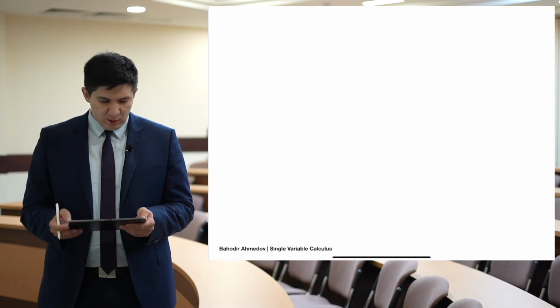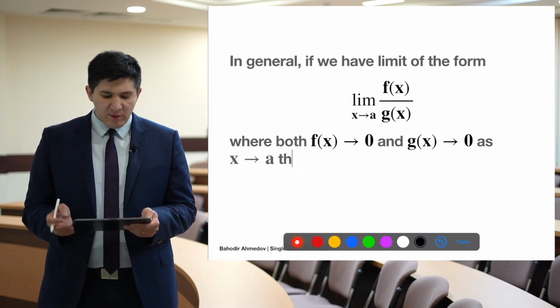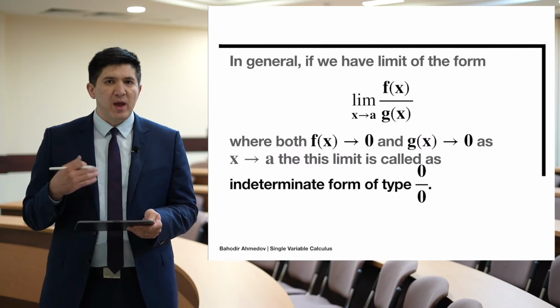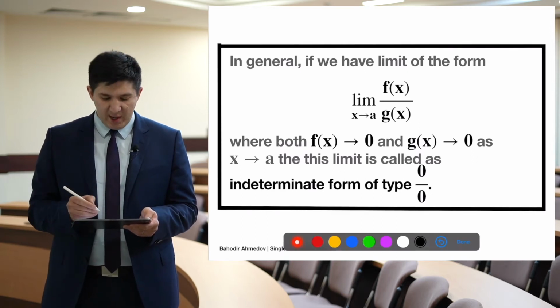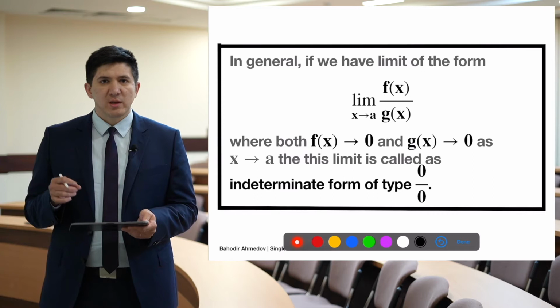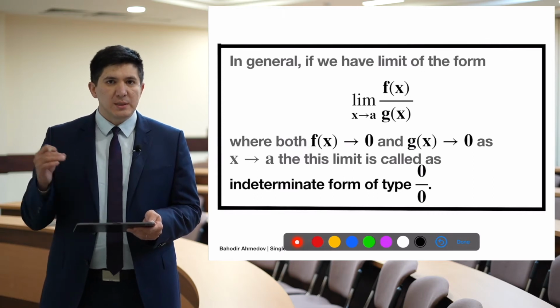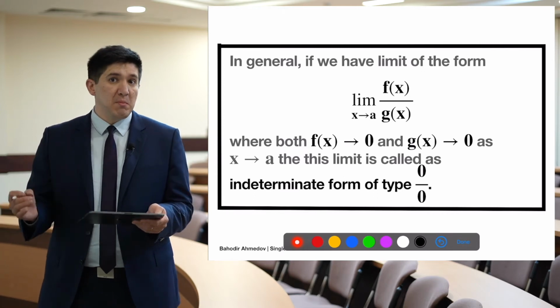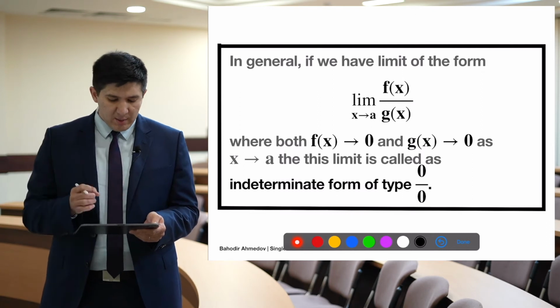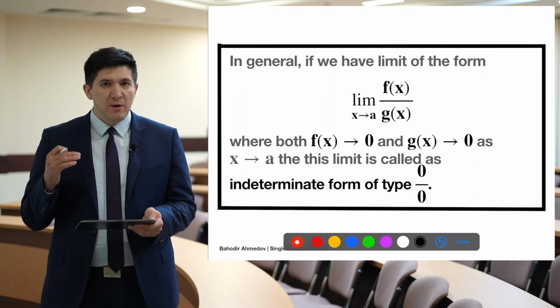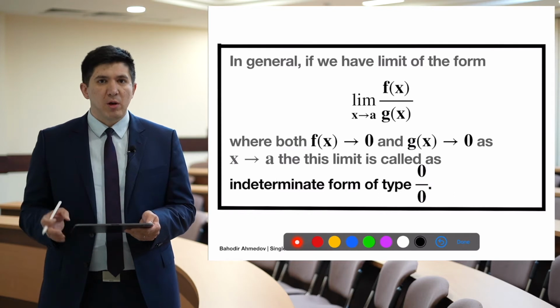So we are going to define this. In general, if you've got the limit of the form f of x divided by g of x, where f of x and g of x both go to 0 as x goes to some number a, then this limit is called an indeterminate form of the type 0 over 0.